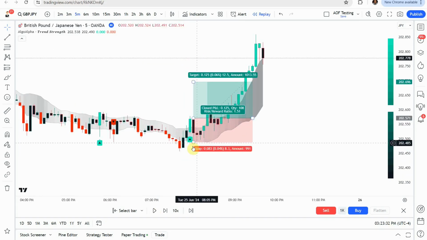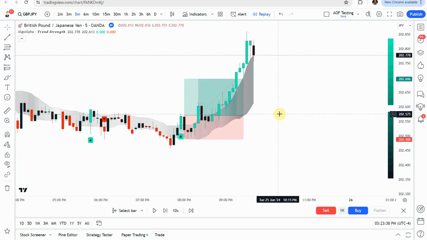Alright, so we come down, get really close to hitting our stop, but we kind of glance off the bottom of that cloud and then make this push to the upside, getting us to our take profit.